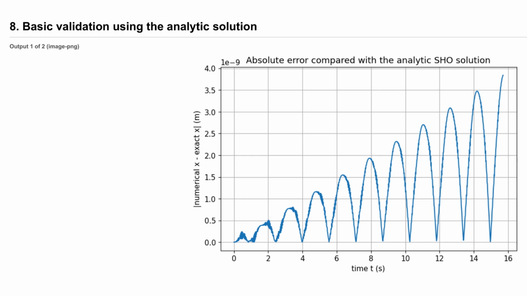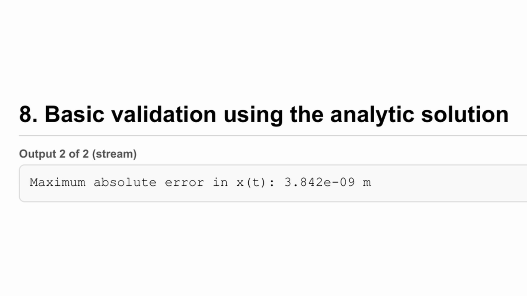The error plot shows that the discrepancy grows slightly over time, but remains extremely small. Even after several oscillations, the numerical solution is incredibly close to the exact physics, with the vertical axis scale showing that errors are on the order of 10 to the power of -9. The numerical output confirms this high level of accuracy. A maximum error of about 3.8 nanometers for an oscillation with a 1-meter amplitude is excellent, giving us great confidence in using this numerical approach for more complex problems where analytic solutions might not exist.